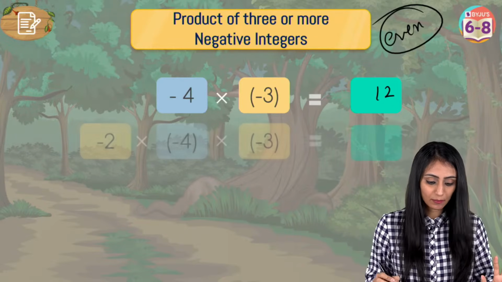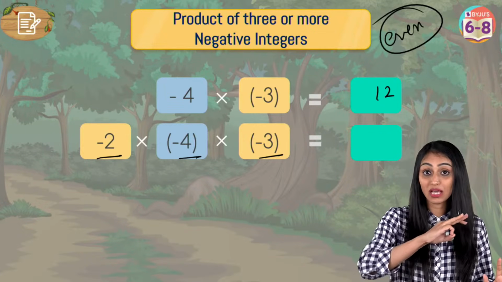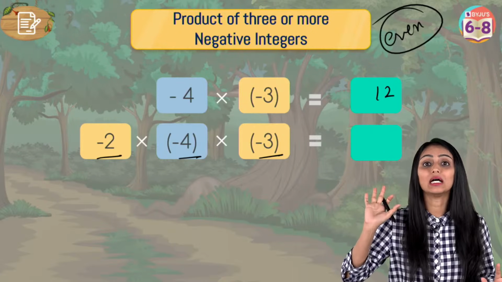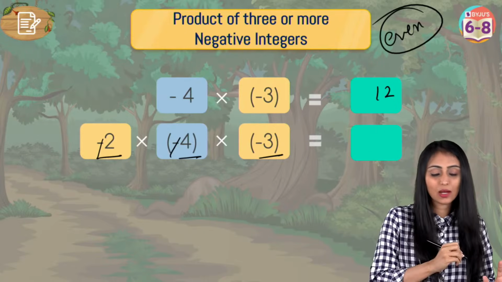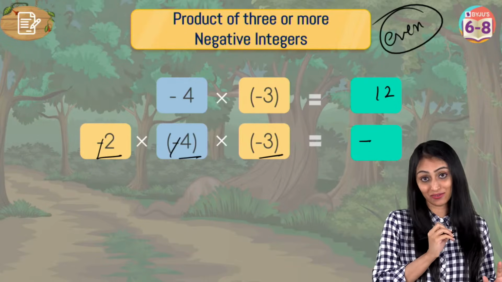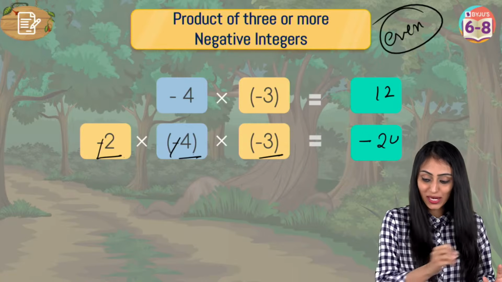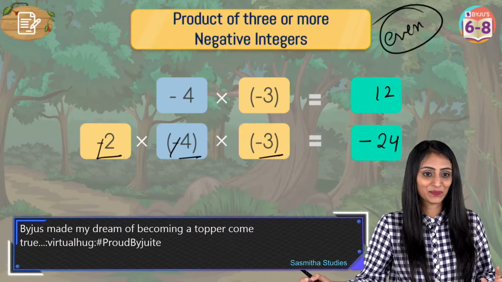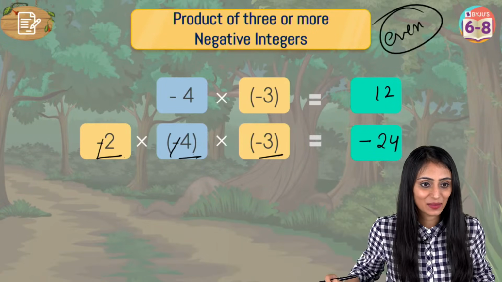Let me give you one more example. Let's say we have -2 times -4 times -3. This time we have got 3 numbers. This is odd, so I'll be getting a negative result. Why? Because one negative sign will cancel out the other, and still the other one would be left. So 2 times 4 is 8, 8 times 3 is 24. You get -24. Thank you, Sasmita. Wow, that's amazing. Yes, Zinia, that's right.